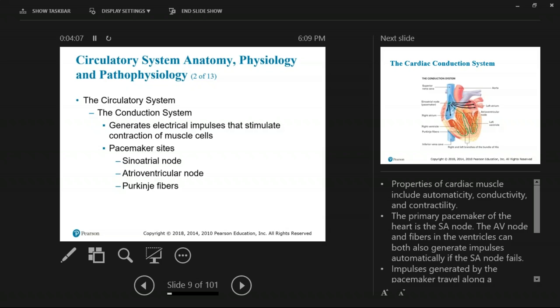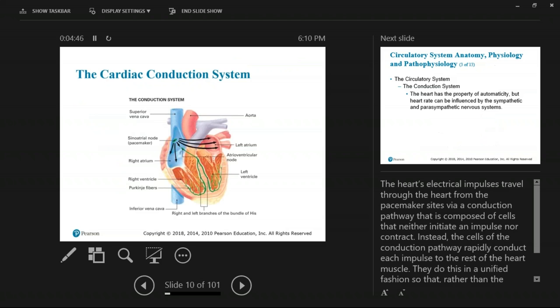So pacemaker sites. There are three major pacemaker sites you have to know. That's the sinoatrial node, sitting up in the top of the right atria; the atrioventricular node, which sits between the atria and the ventricles; and the Purkinje fibers. The best one is the sinoatrial node, your backup system is the atrioventricular node, and your super last resort is the Purkinje fibers. And you really don't want those to be firing. You don't do very well that way.